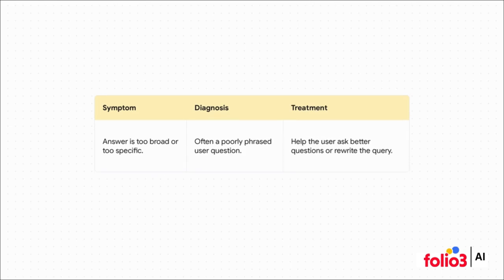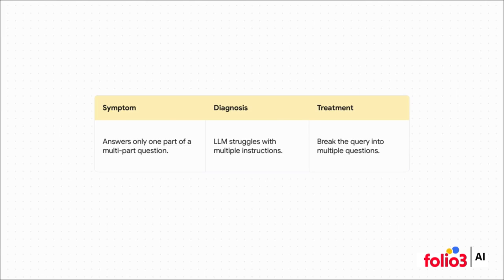Sometimes the problem isn't the model at all. It's the question. A super vague query like, tell me about cars, is naturally going to get a super vague answer. The trick here is to guide the user. You can show them example questions, or you could even get clever and use another LLM behind the scenes to rewrite their vague question into something much more specific and answerable.